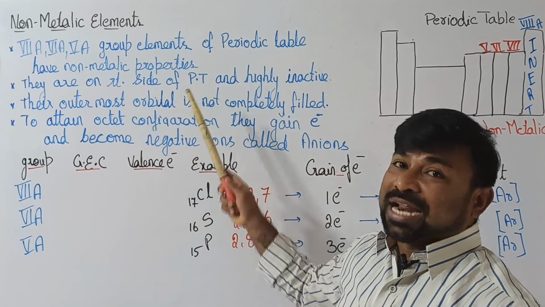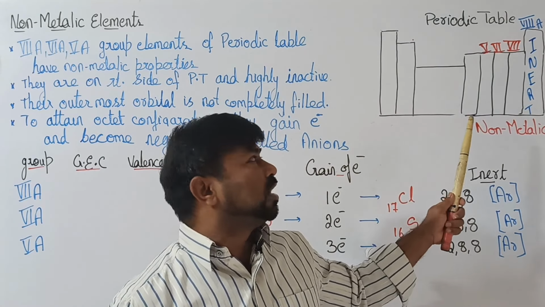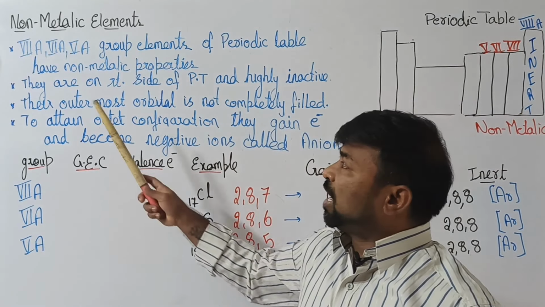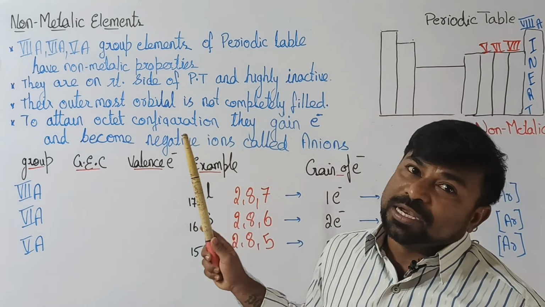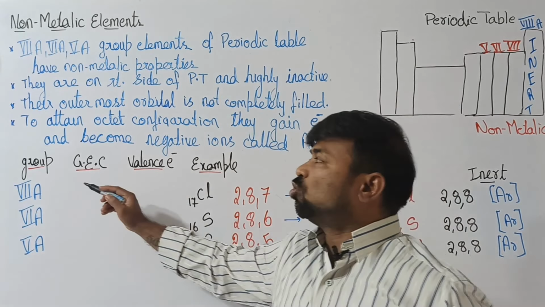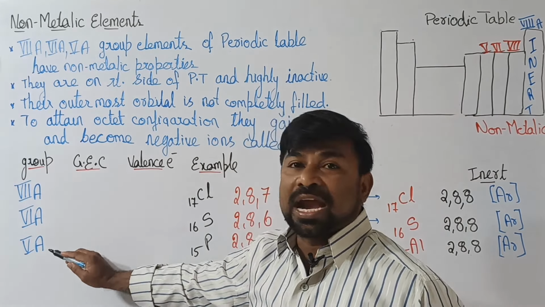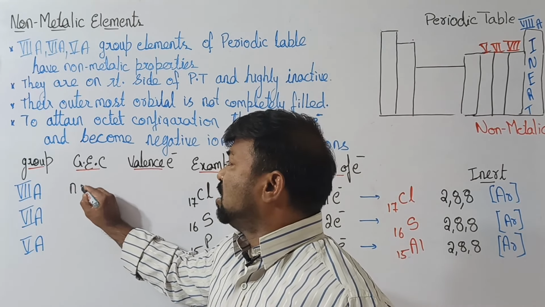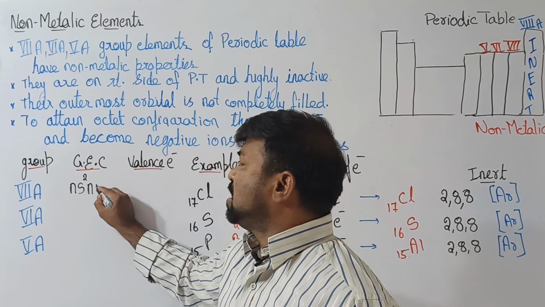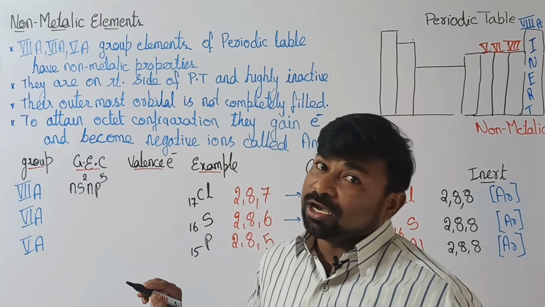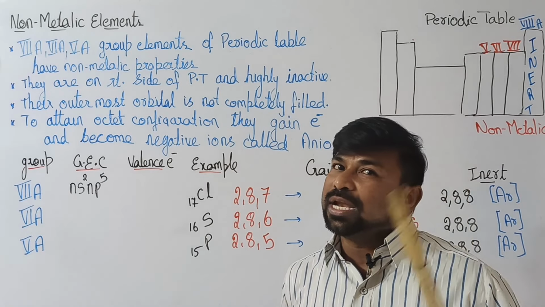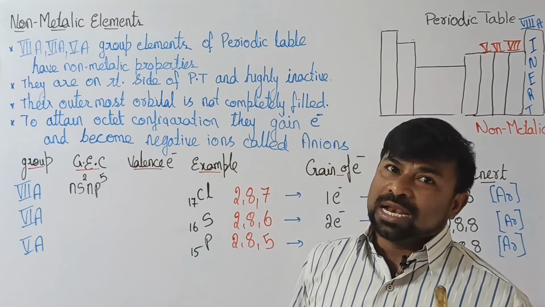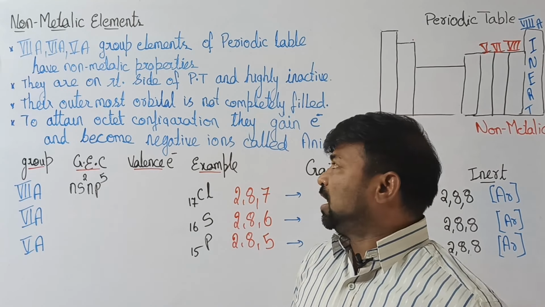They are towards the right side of the periodic table, the non-metallic elements. Their outermost orbital is not completely filled. To help you understand better, let us take group 7A, 6A and 5A. Their general electronic configuration is ns2 np5. Octet configuration is nothing but ns2 np6, so it is less by 1 electron.